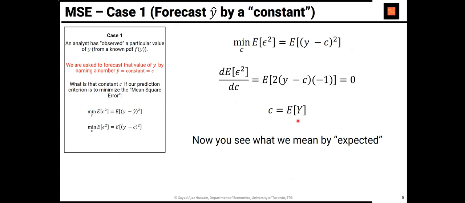So you can show that if you have a PDF of y and you're asked to forecast some value of y in real life, the best thing you can do is to pick the center of the distribution, or the expected value of y. And now I hope you have a deeper understanding of why we use the words expected value when we compute this expression. Literally, it's the best number to represent what you expect to happen in real life.